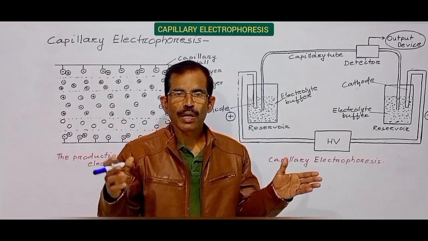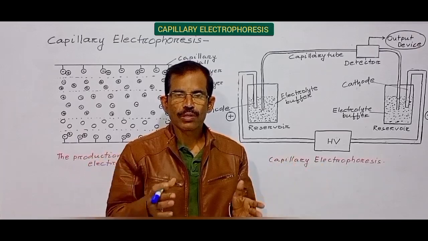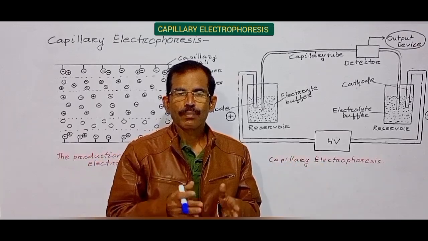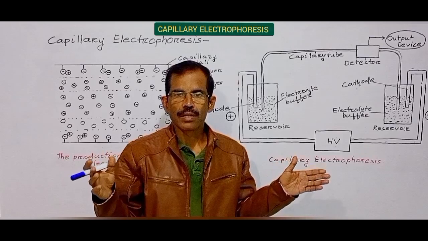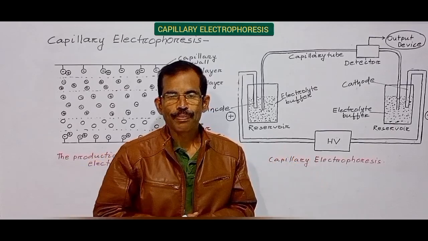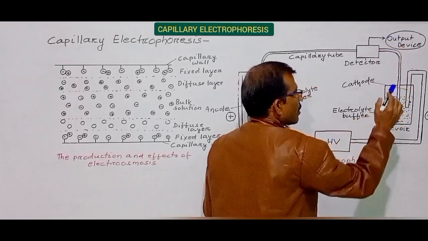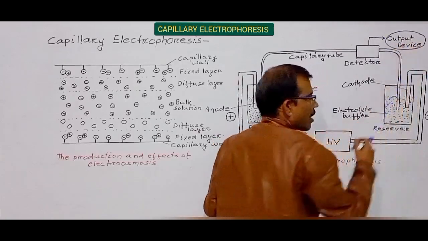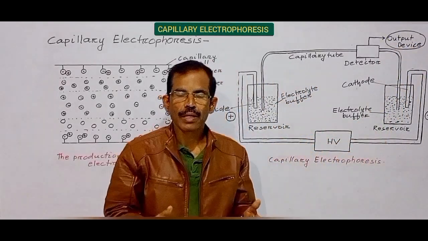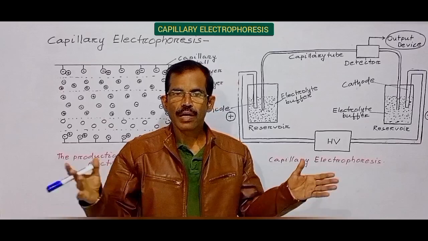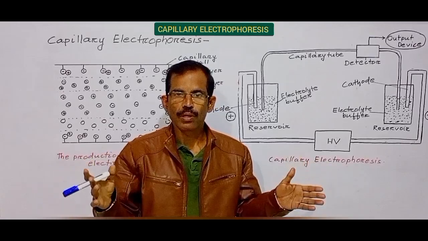Measurement of UV absorption at a chosen wavelength is the most widely used method of sample detection. Finally, the detectors send a signal to an output device which can be an integrator, a recorder or a computer.